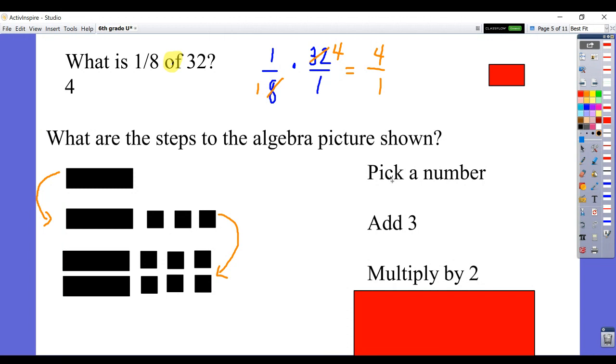So that's what we're looking for there, is recognizing what the steps would be in terms of wording that get us these algebra tile pictures. And this would be considered the first, then the second, and then the third in terms of the algebra tile picture. So pick a number, and then we added 3, and then we multiplied by 2.